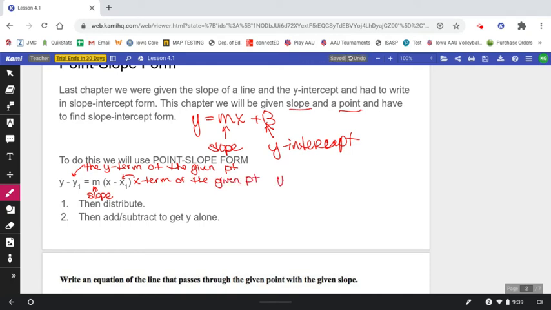So we'll have something like this: y minus a number equals another number, parenthesis x minus a third number. Then if we want to get y by itself, we're going to have to solve for y. So first thing we're going to do is distribute, and then we're going to add or subtract to get y by itself. Then once we've done that, it should be in y equals form.